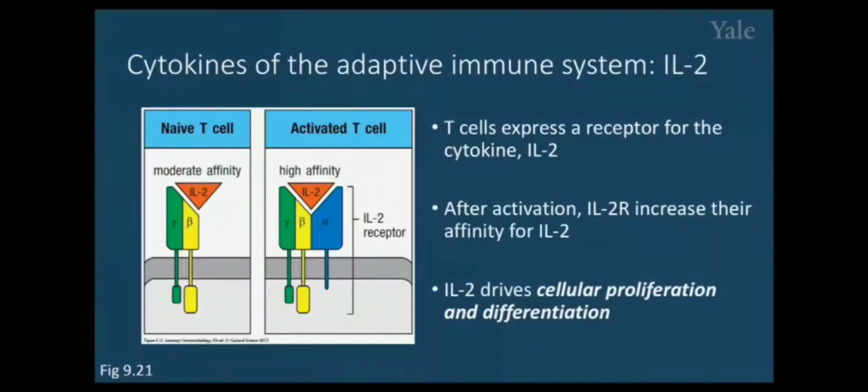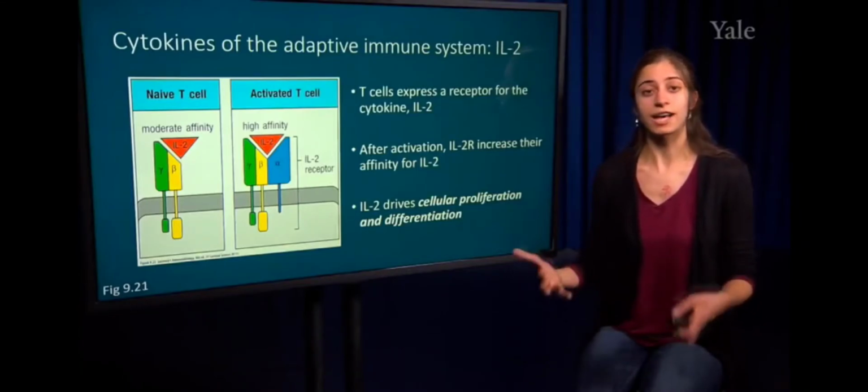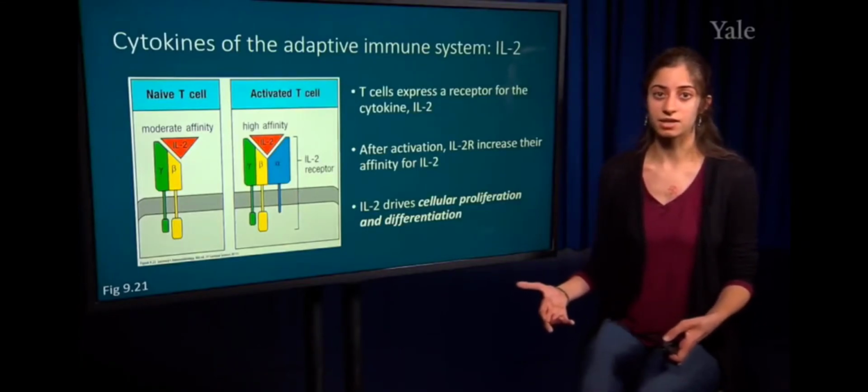Another example of a more adaptive immune cytokine is IL-2. IL-2 is very important for proliferation and differentiation of T cells. However, the T cell is always receiving some IL-2 signaling to let it know that it can survive, similar to IL-7, and this signaling increases drastically when the T cell becomes activated.